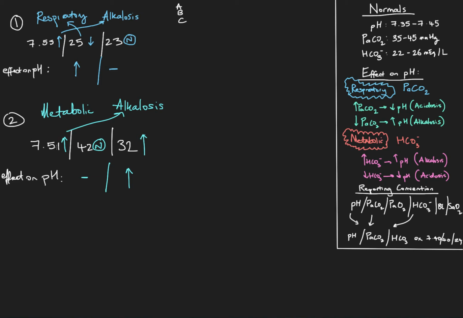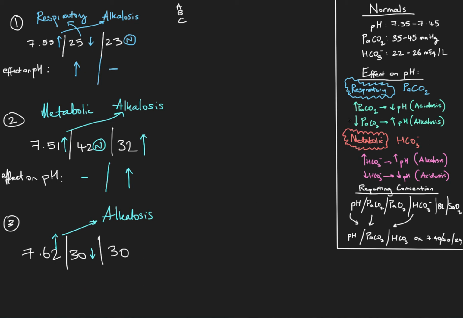Okay, and let's do one more. Number three, we're gonna have 7.62, 30 and 30. Okay, so let's look at this one. So our pH is increased again. We have another alkalosis. Right, so this is an alkalosis because the pH is above the normal range, which creates an alkaline condition in the blood. How about the CO2? What's that like? So our CO2 is decreased, right? Because it's below 35. Now, what effect does that have on the pH?